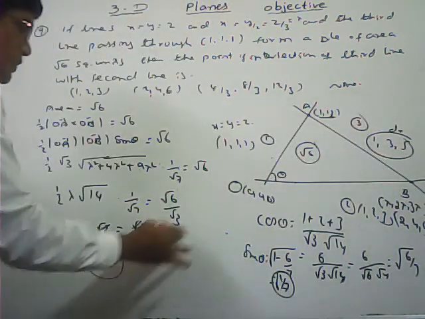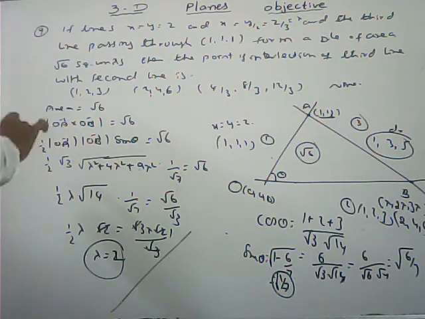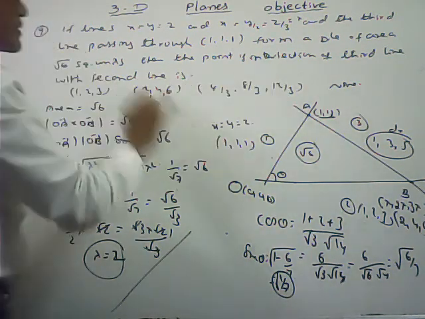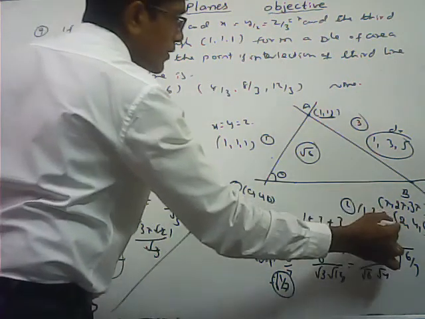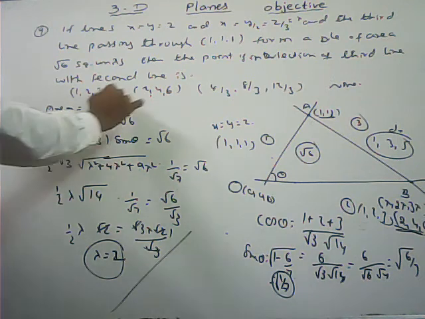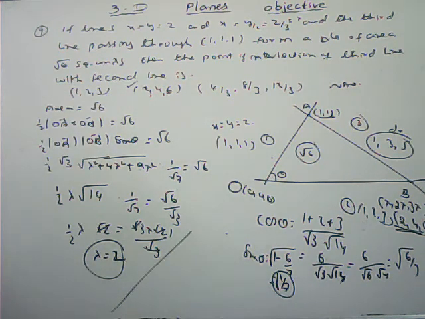So what about the equation of the line? That one here they are asking. Point of intersection of the third line and the second line. Third line and the second line we got, that is 2, 4, 6. That is the second option. We can write the equation of the third line also.